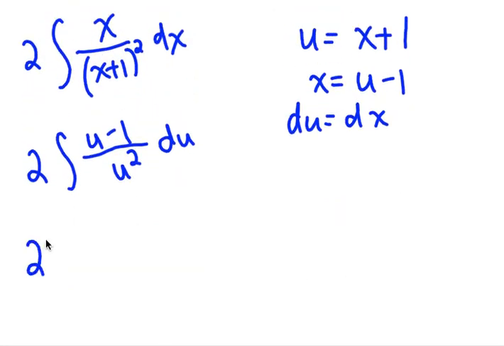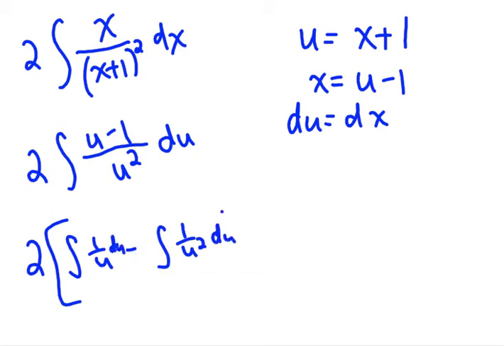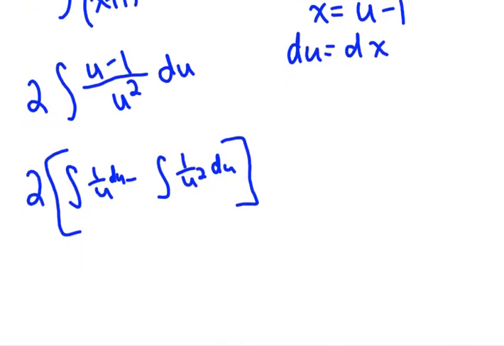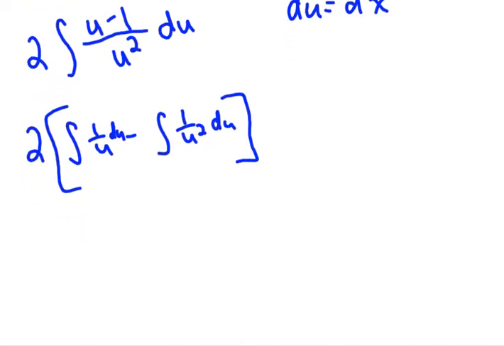So I'm going to leave my 2 out front, bracket, integral. So what's u over u squared? How can we write that simpler? That's just 1 over u minus the integral of 1 over u squared. We can't do anything with that, so 1 over u squared, du. Okay? So 2 times the bracket. Sorry, I didn't want an integral there. I wanted a bracket. What's the integral of 1 over u?